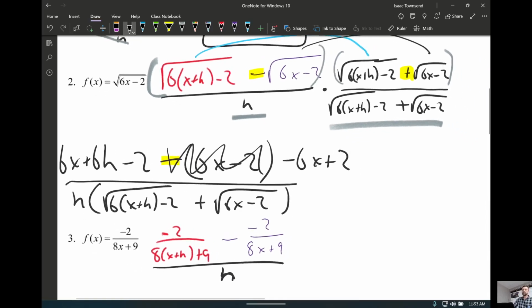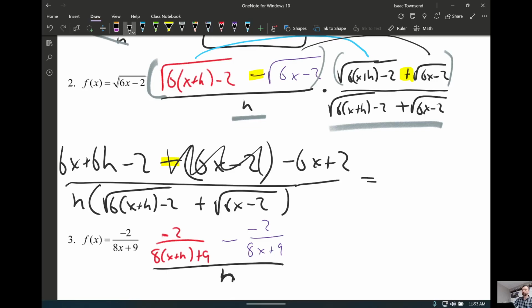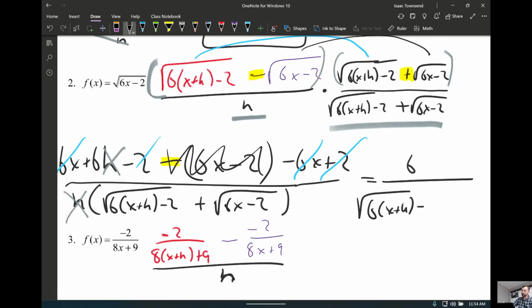Now it's almost done. Now it should finish like question 1. Lots of stuff in the numerator adds to 0, so combine like terms, and then finish by dividing out h's. Times h divided by h cancels, and we would be aiming for 6 over all of this stuff.